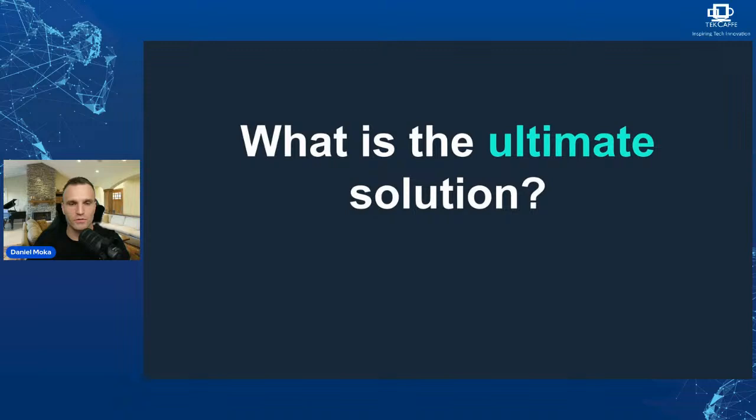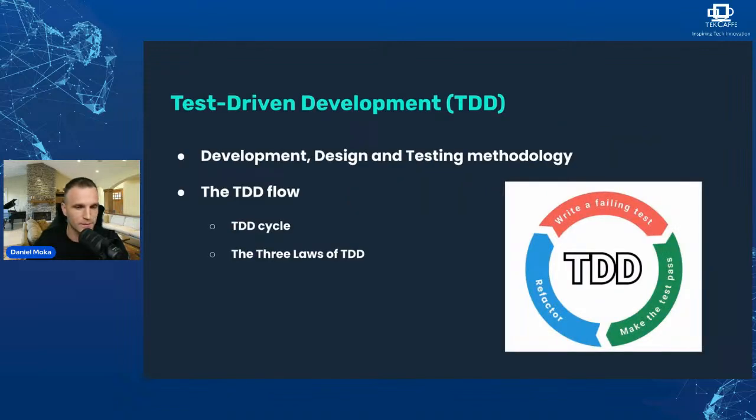So the problem also, what is the ultimate solution to prevent having low mutation scores, so to reach a test suite where the mutation score is really maximized, 95% or 100? So what is the solution for that? The solution is test-driven development.